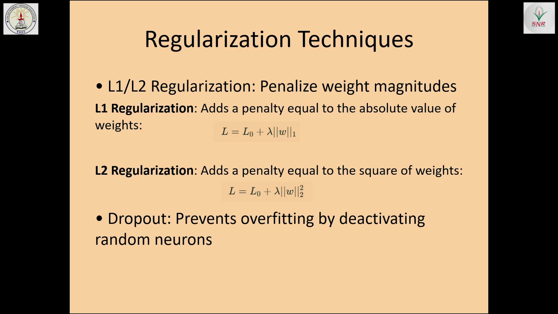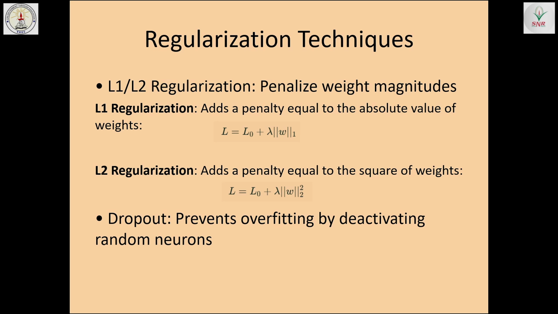Okay, so we have to understand the equation. In this particular equation, we have L0, which is the original loss function. W is representing the weights. Lambda is the hyperparameter that is going to control the regularization strength. L2 regularization is going to distribute weight more evenly across the features. L1 regularization can lead to sparse models with some weights driven to 0. Okay, so this is the explanation about the regularization techniques.